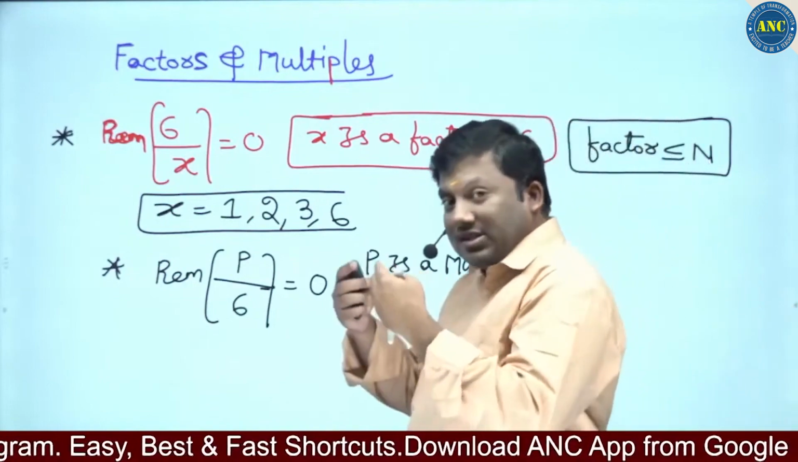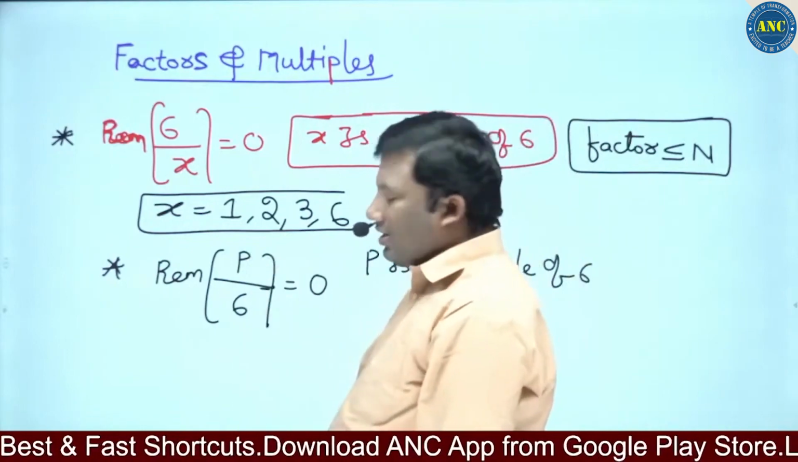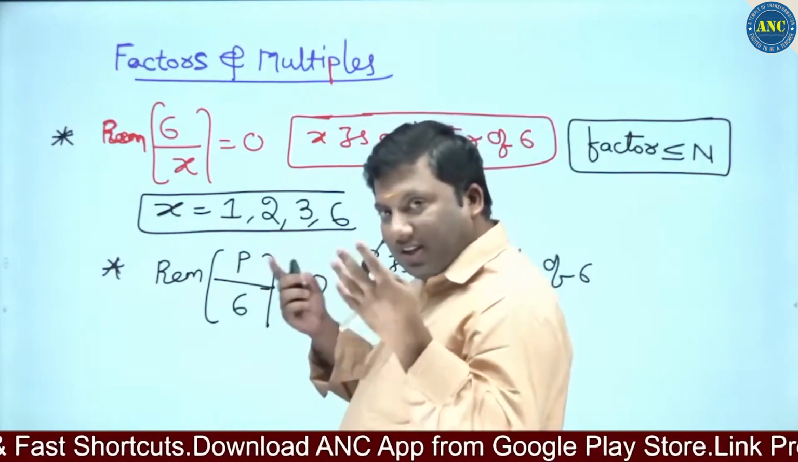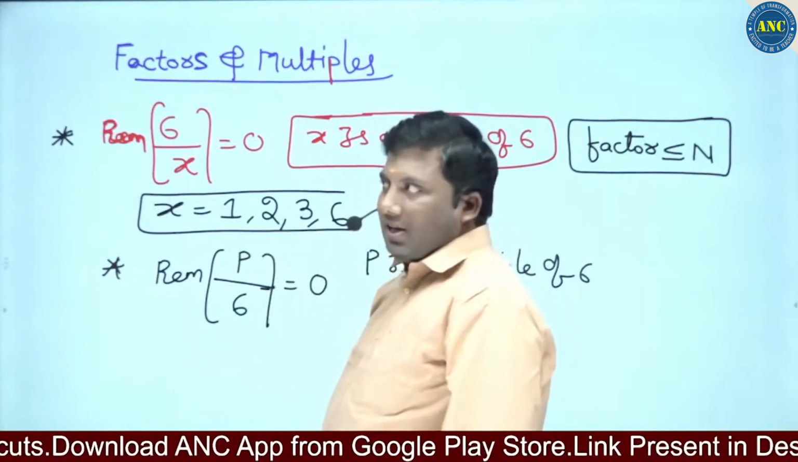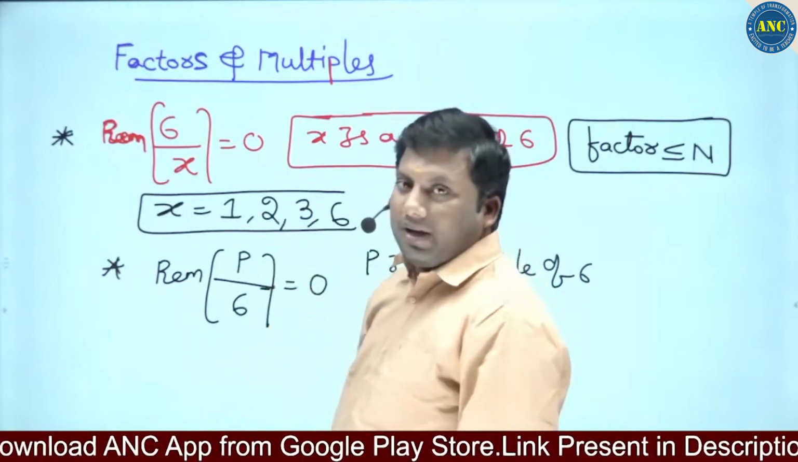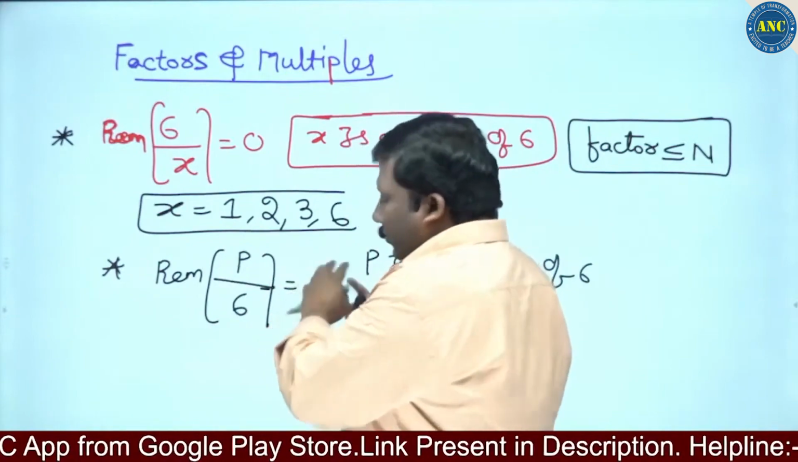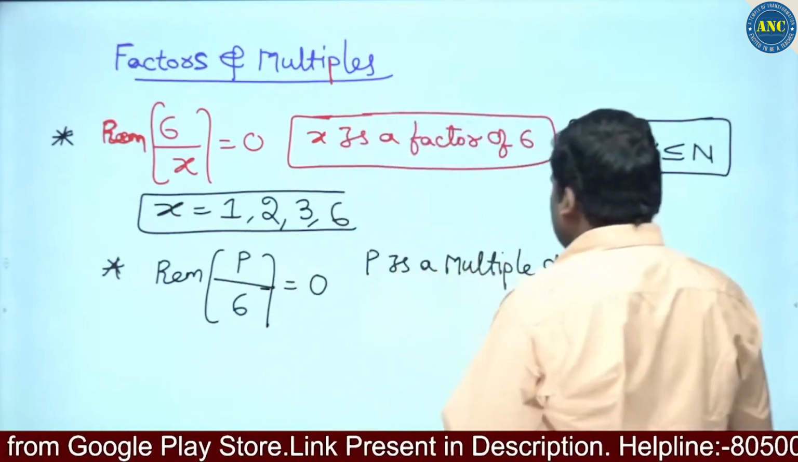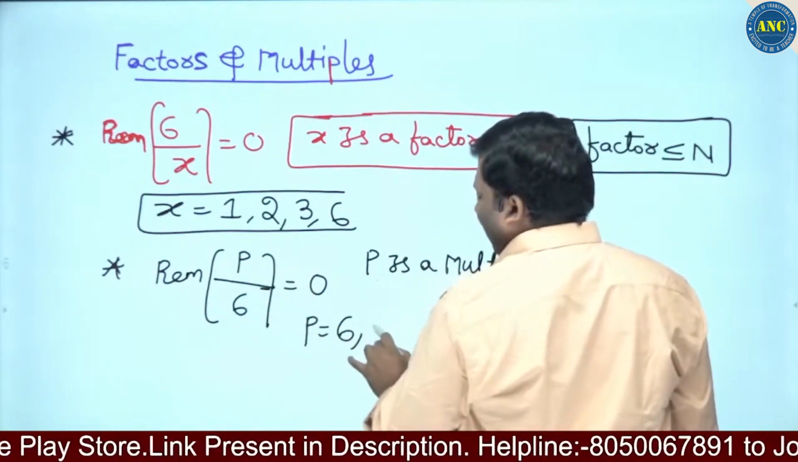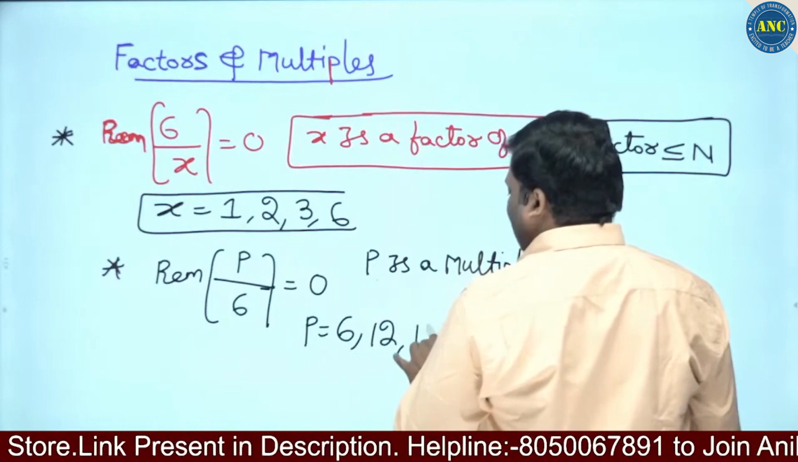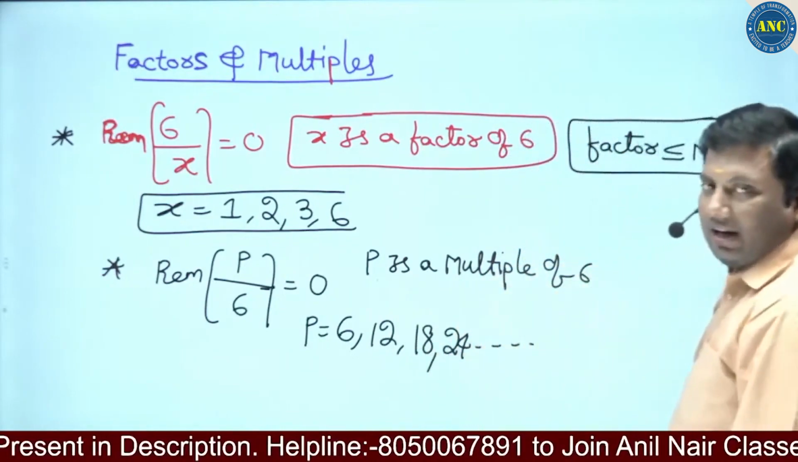Any number when it is perfectly divisible by 6, and perfectly divisible means remainder is 0. 4 is perfectly divisible by 2, remainder 0. 8 is perfectly divisible by 2, remainder 0. If P is perfectly divisible by 6, that means remainder is 0, so P is a multiple of 6. 6 is perfectly divisible, 12 is perfectly divisible, 18 is perfectly divisible.